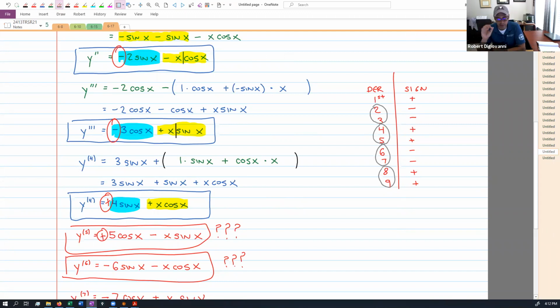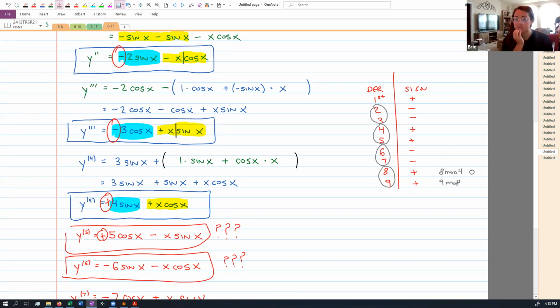Think about modular arithmetic. Let's look at the 8 and 9 first. What would happen if I mod both of those with 4? So what if I do 8 mod 4? What do I get? You'd get 0. And if I do 9 mod 4, what do I get? 1.